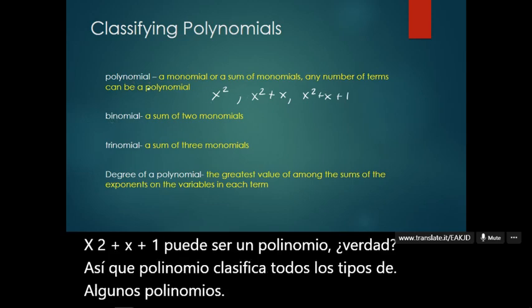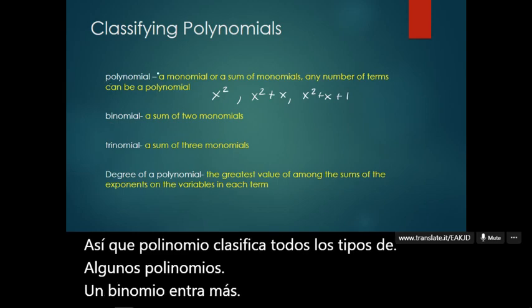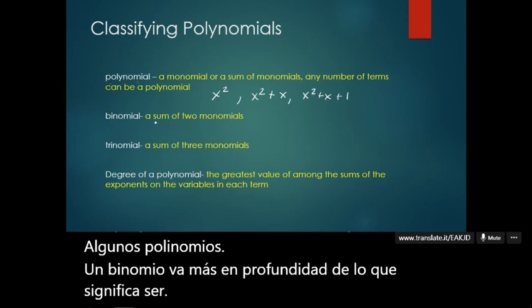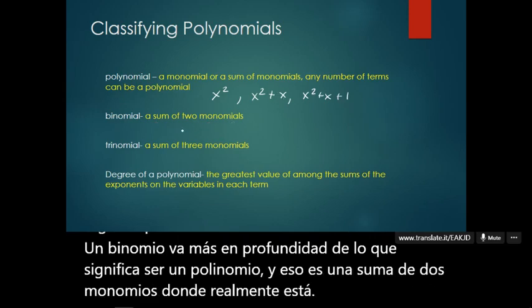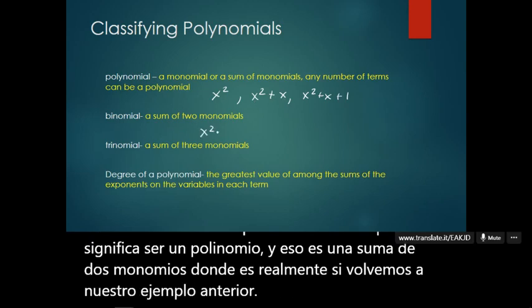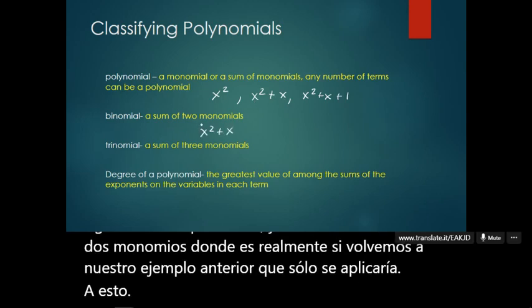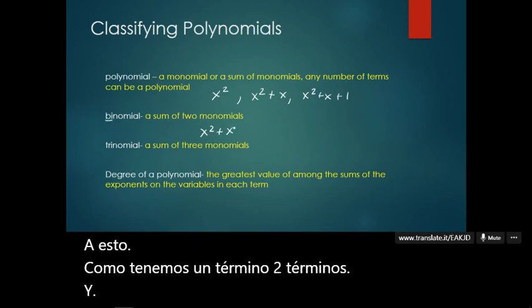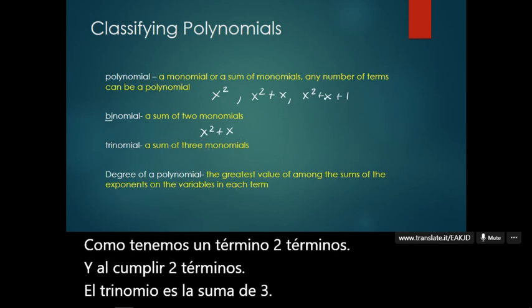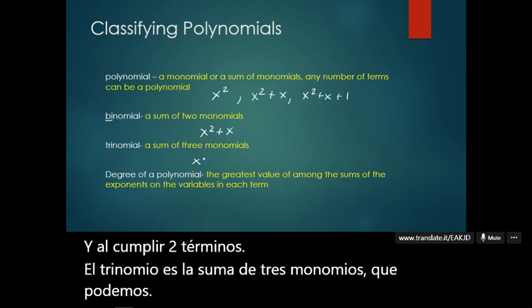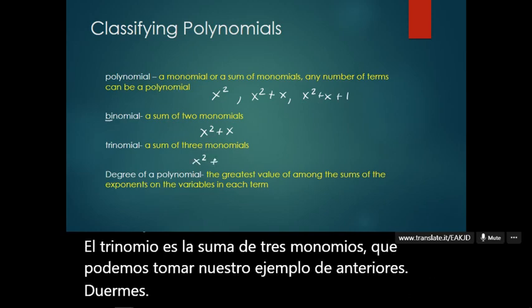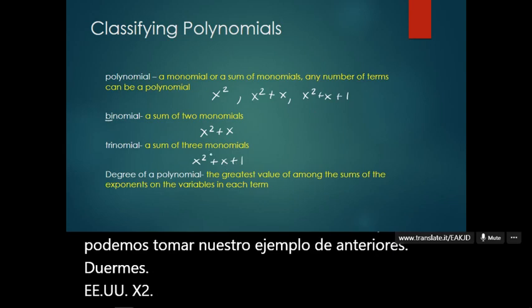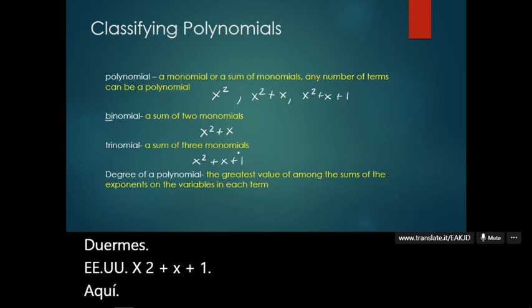A binomial goes more in depth of what it means to be a polynomial, and that is a sum of two monomials, which really, if we go back to our previous example, that would only apply to this. Because we have one term, two terms, and bi meaning two terms. A trinomial is a sum of three monomials, which we can take our example from previously as x squared plus x plus 1. Here we have one term, two terms, three terms.